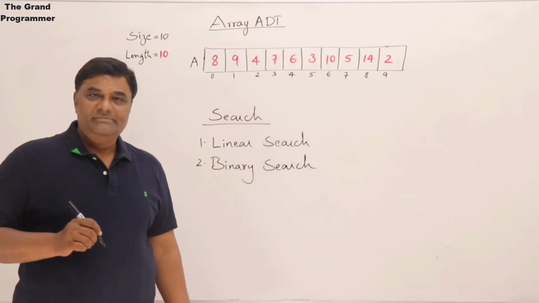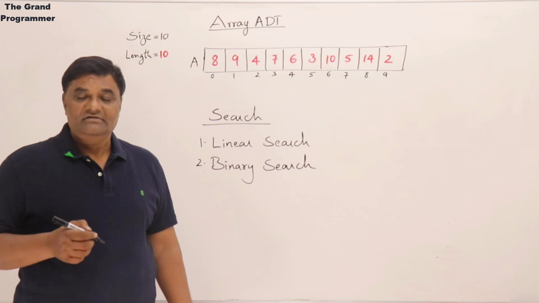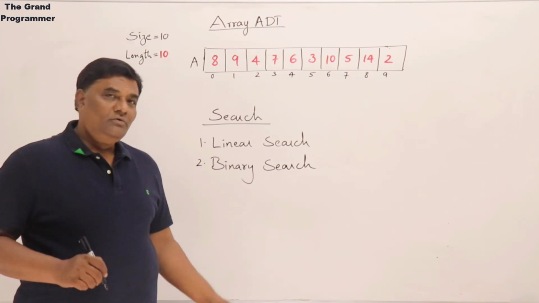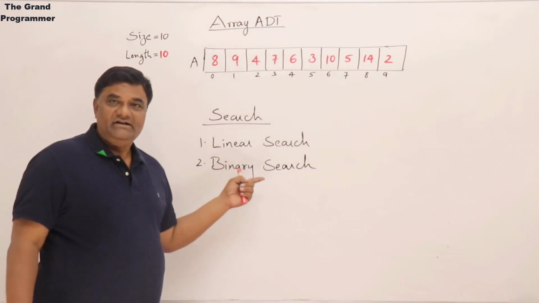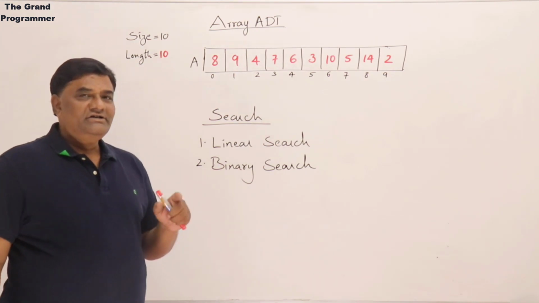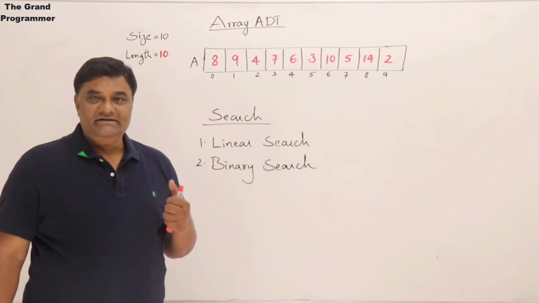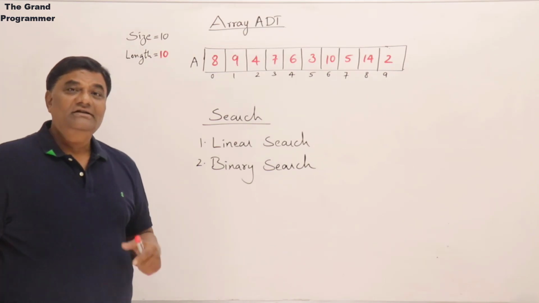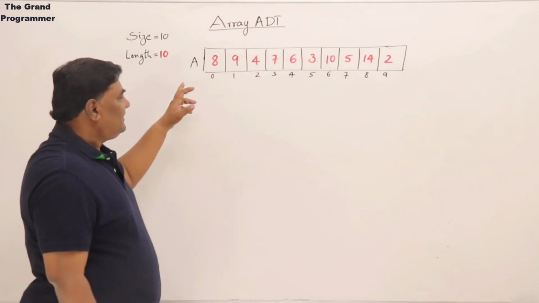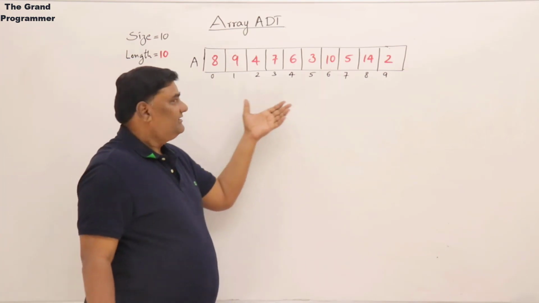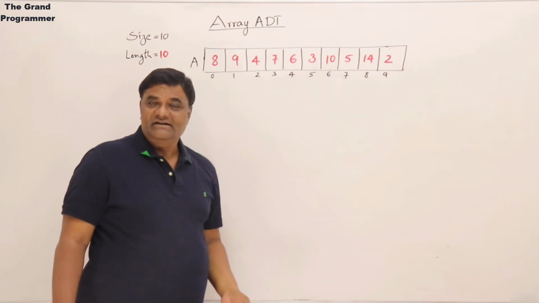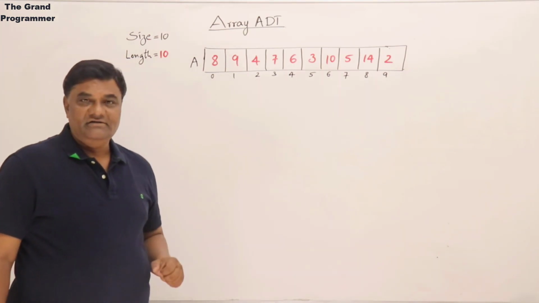Let us look at search methods in an array. There are two search methods. One is linear search and the second one is binary search. So in this video, we'll look at linear search and in the next video, we will talk about binary search. So let us look at linear search. Here I have a list of elements. I have taken the array size as 10 and the list size is also 10.